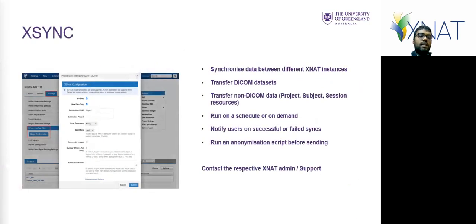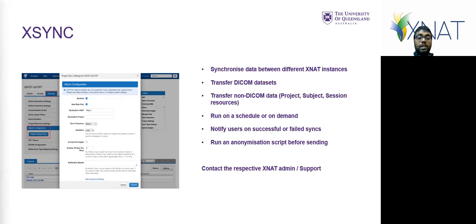So XSync is a way to synchronize. It's a plugin maintained by the XNAT dev team, and it's installed on XNAT servers. XSync can synchronize between different XNAT instances. It does this on a project-to-project basis, so you have to specify a source and a target project on the different XNATs. You can actually use this to sync projects within the same XNAT as well. You just have to pick the same URL. And actually, we've had a few cases where this was useful.